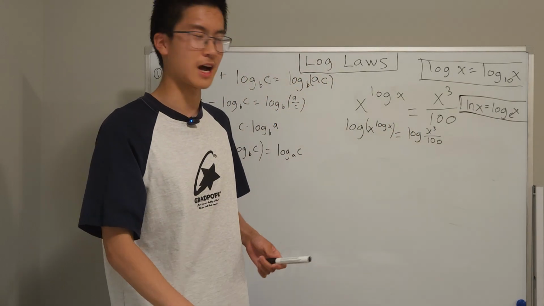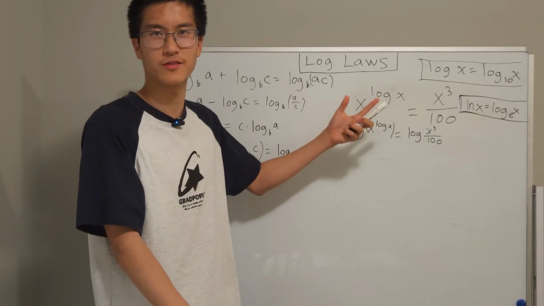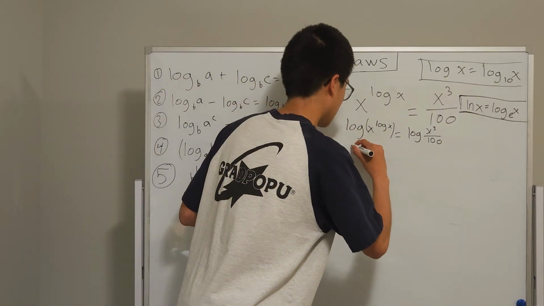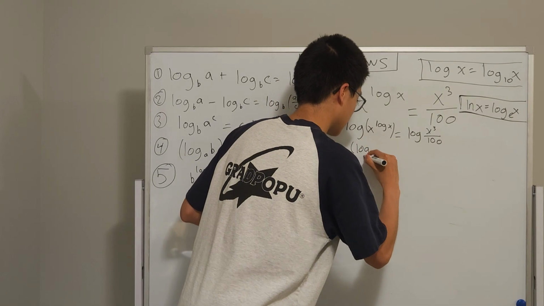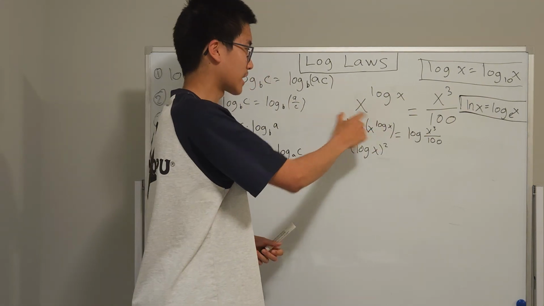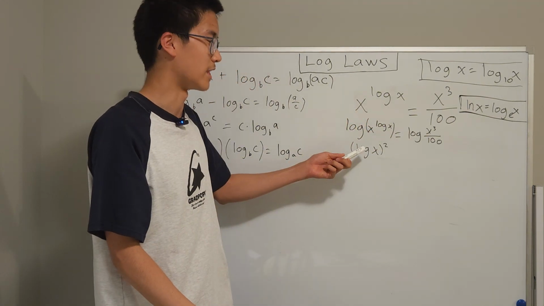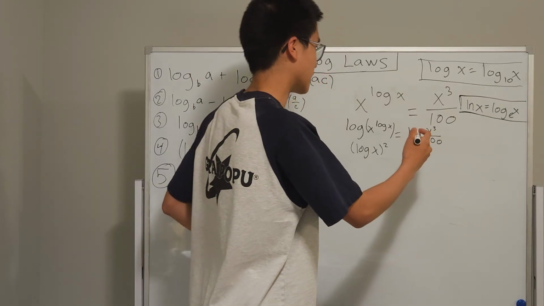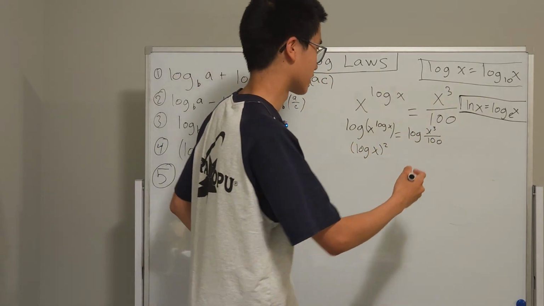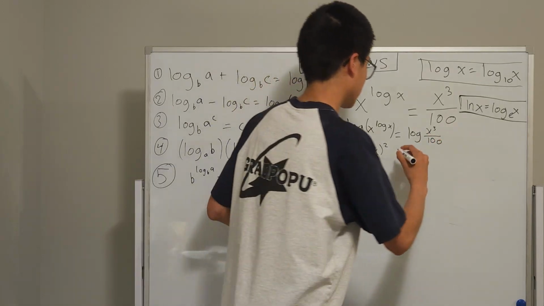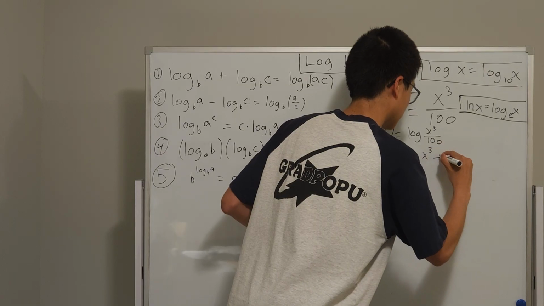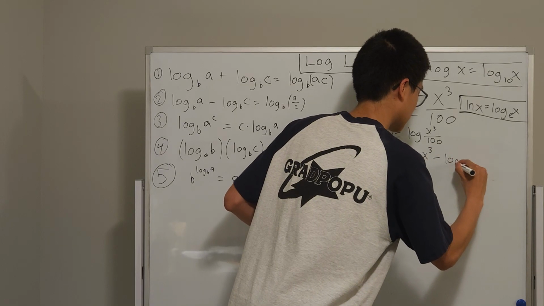Now what we see happening is that the log x comes out of the exponent and comes in front using our exponent rule right here. So this will become log x squared, because this will become log x times log x, and that will become log x squared. While on this side, we can use the quotient rule, because we see a division right here, and this will equal log of x cubed minus log of 100.